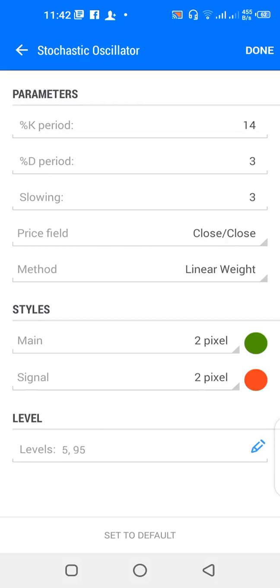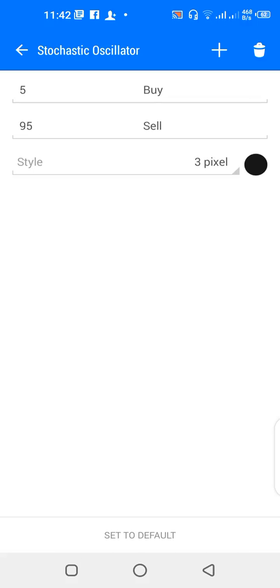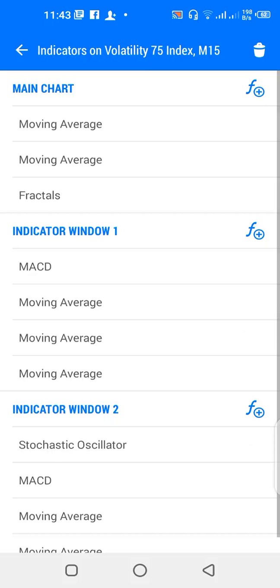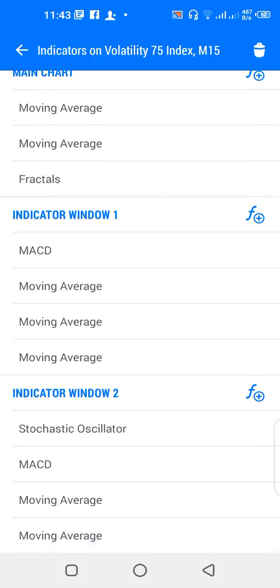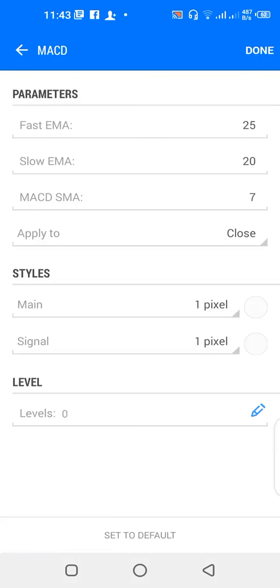Now for the star color, for the main, you have green. For signal, you have red. Now for the levels, let's look at the stochastic oscillator levels. You have 5 and 95. The color is black.